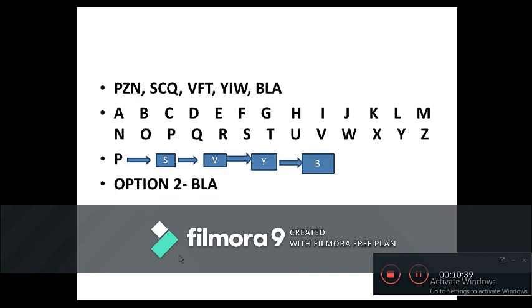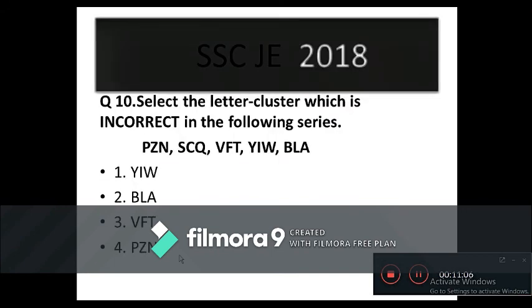Then applying the same relationship for the second letters of the series: Z, C, F, I, L. Then similarly for N, Q, T, W, A. After W, X, Y it should be Z, but in BLA it is A. Therefore the option number 2 is incorrect, BLA.